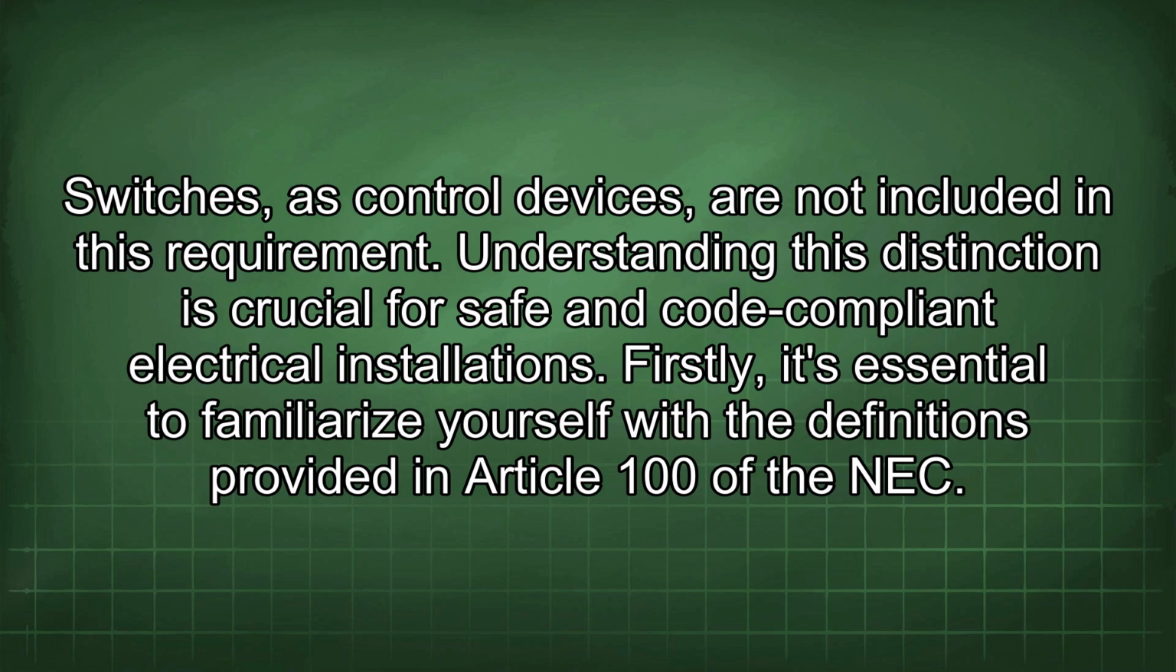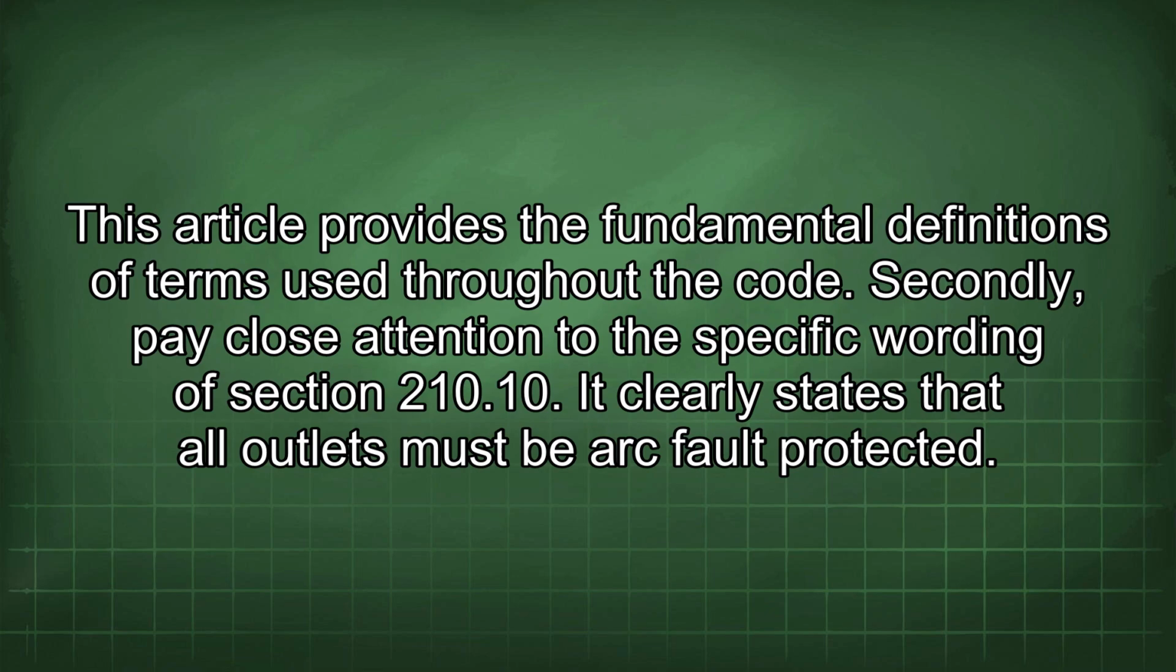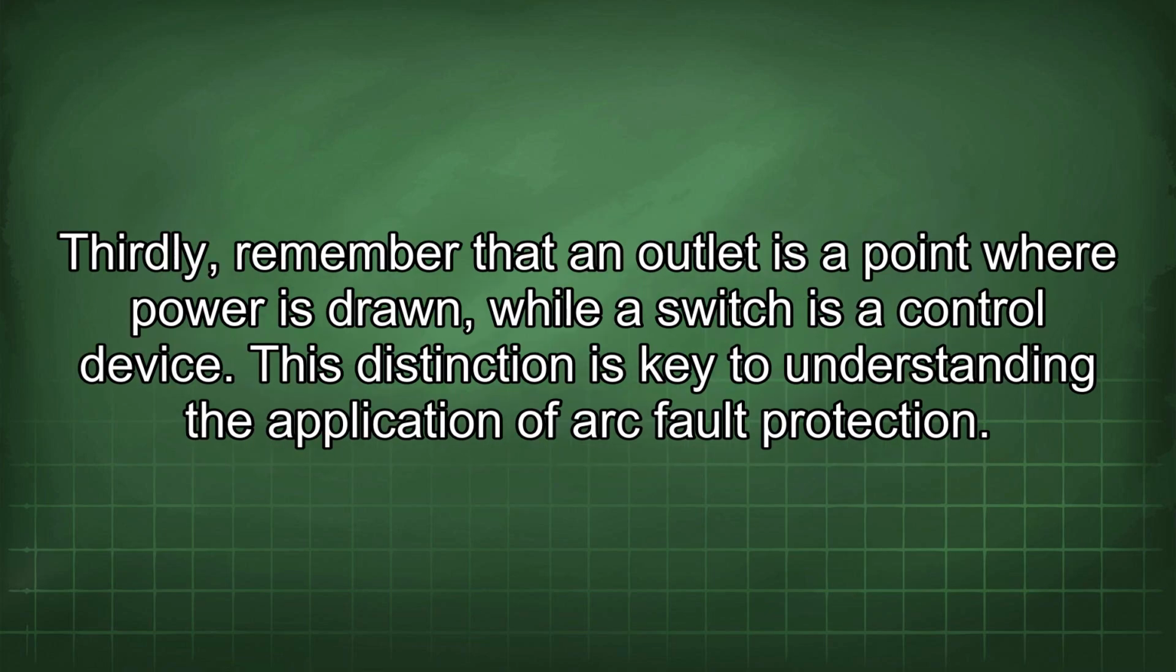Firstly, it's essential to familiarize yourself with the definitions provided in Article 100 of the NEC. This article provides the fundamental definitions of terms used throughout the code. Secondly, pay close attention to the specific wording of Section 210.10. It clearly states that all outlets must be arc fault protected. Thirdly, remember that an outlet is a point where power is drawn, while a switch is a control device. This distinction is key to understanding the application of arc fault protection.